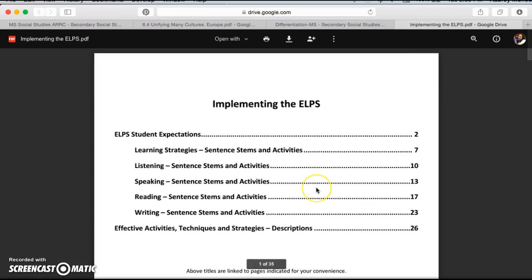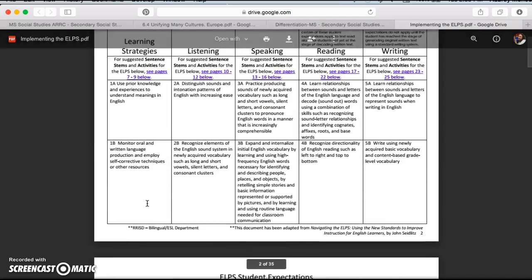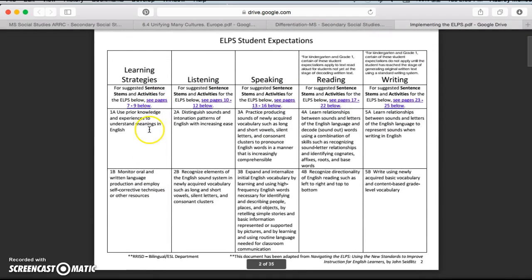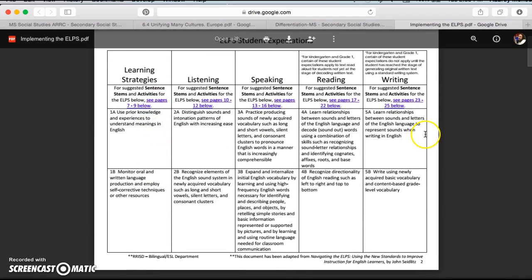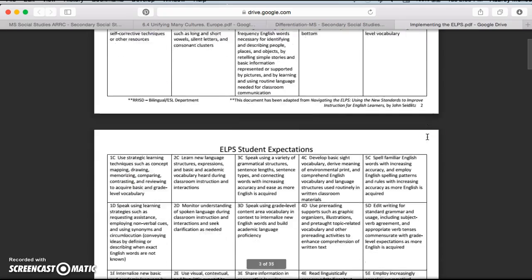So if you click on it, the ELPS are broken down into 4 types of understanding English: listening, speaking, reading, writing. And if you scroll down, it gives teachers an idea of the level at which their students are at. If they think they're really advanced, this is how advanced they should be. This is what they should be showing in class.